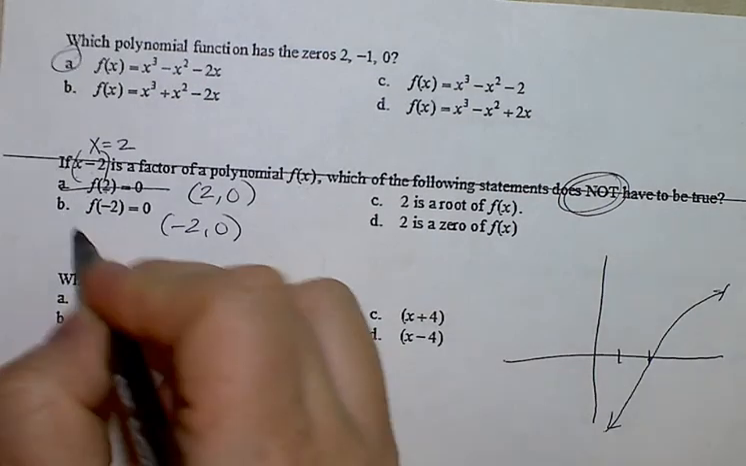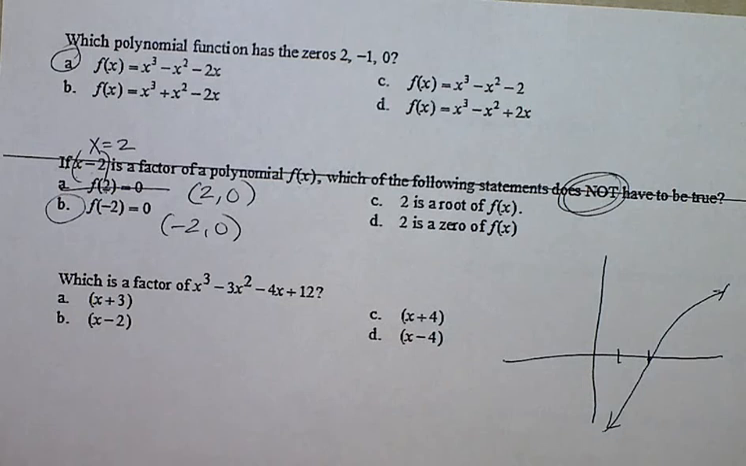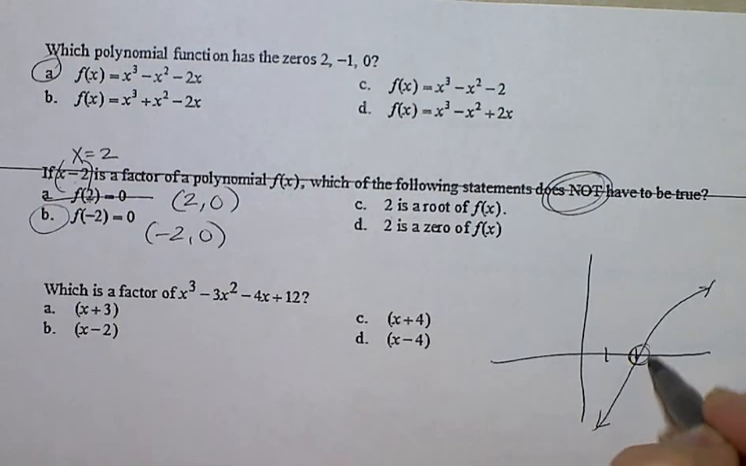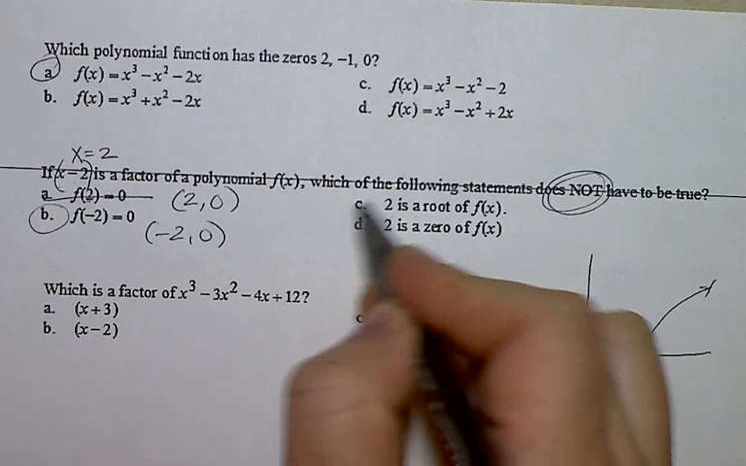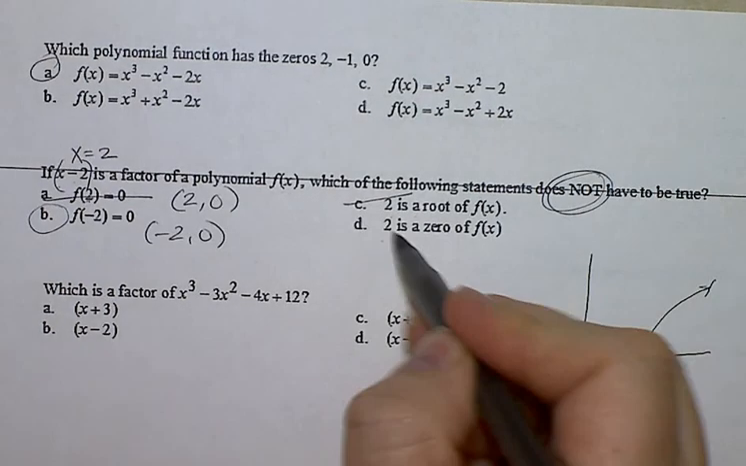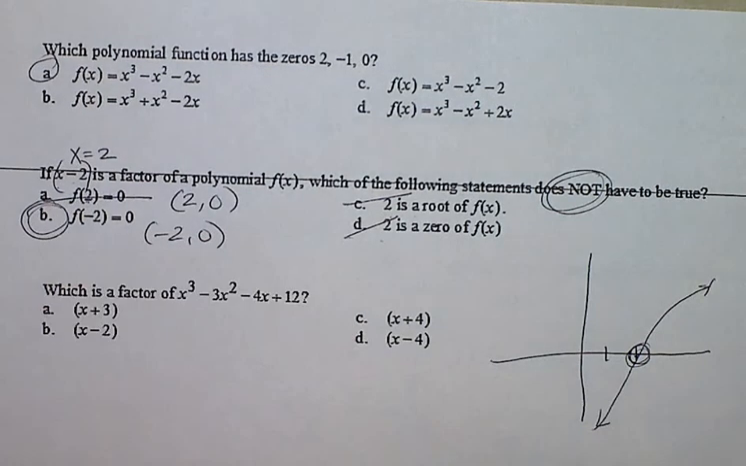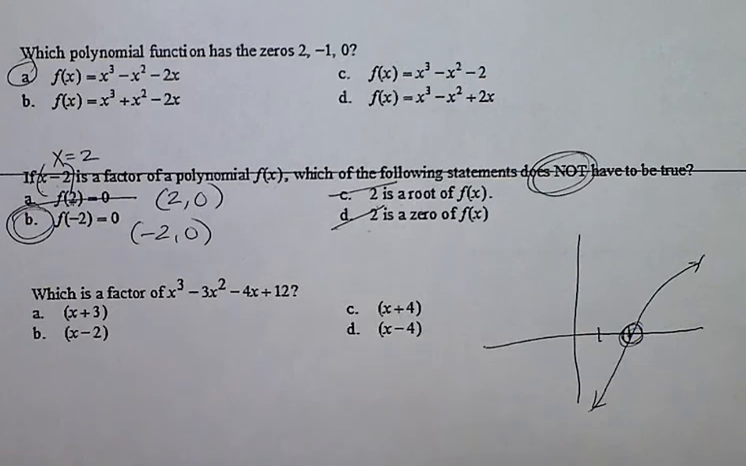So right now I'm going to circle this. I think this is the right answer. 2 is a root. So is this true? 2 is a root, an x-intercept. Okay, that's true. And 2 is a 0. Hopefully you recognize by now the words roots and zeros and x-intercepts. They're all interchangeable. So B is the only one that does not have to be true. We don't even know if it's true.